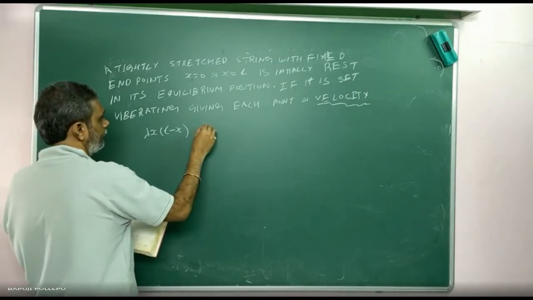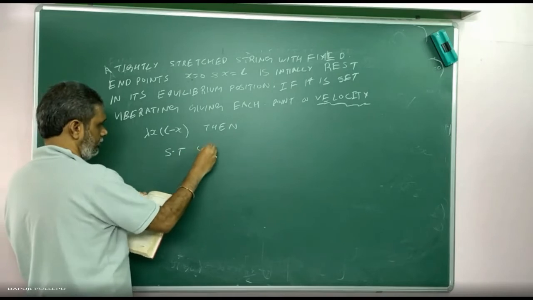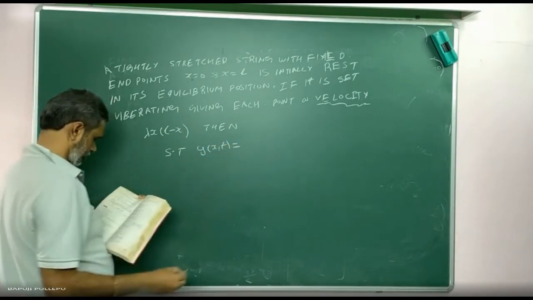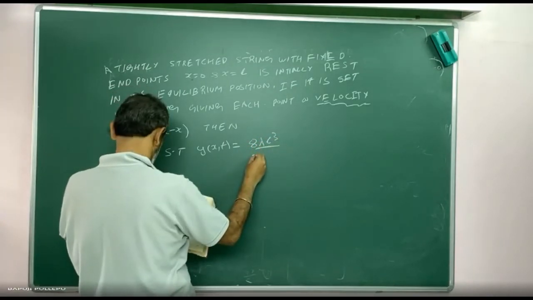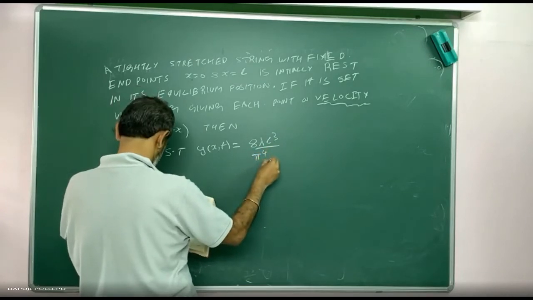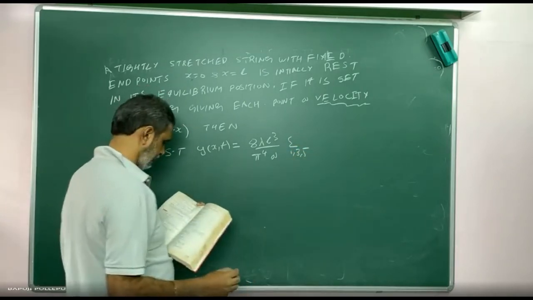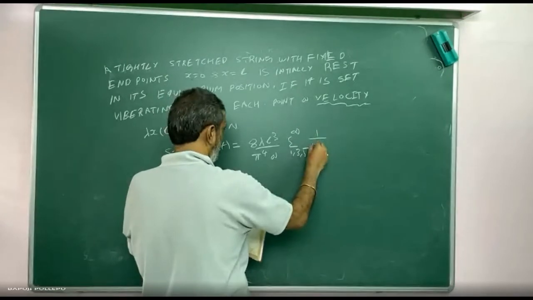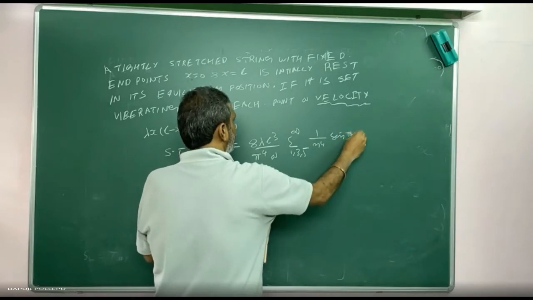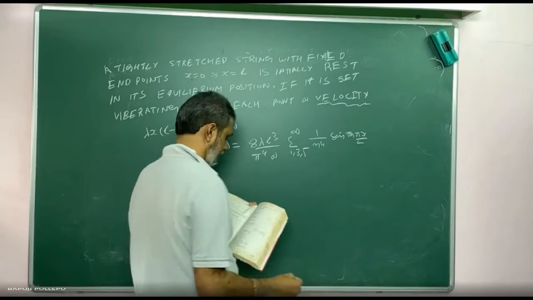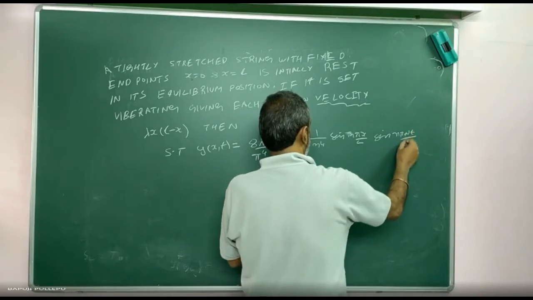Then show that y of x comma t is equal to, this result we already know, 8 y lambda 2 by pi to the power of 4 a, sum over n equal to 1, 3, 5 to infinity, 1 by n to the power of 4 sin n pi. Again, both are sin only. Here C3 is 0.